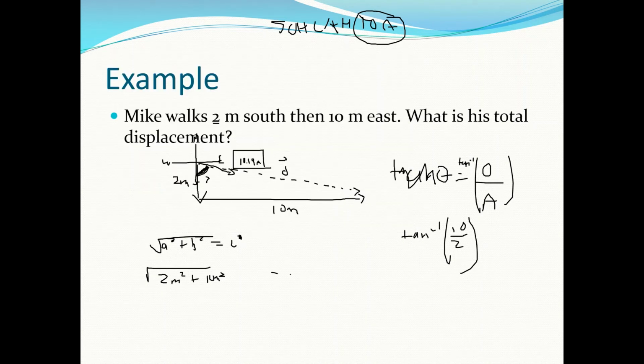So 79 degrees is not enough. I need to say it's 79 degrees, right? And this is north, east, south, and west. So I'm not going south, I'm going 79 degrees east of south. And that's how I would answer that question. So my displacement is 10.19 meters, 79 degrees east of south.